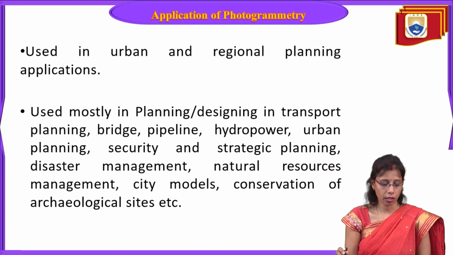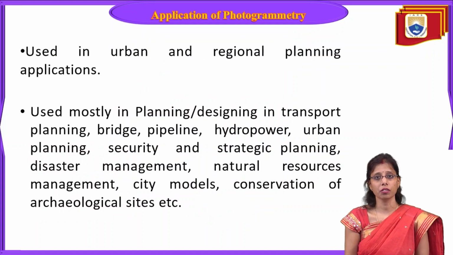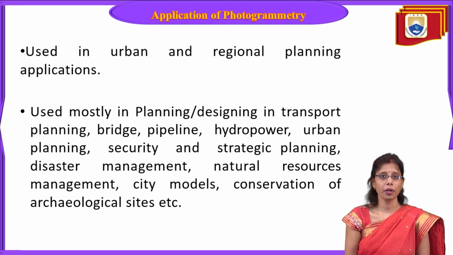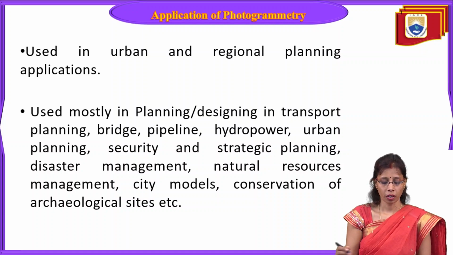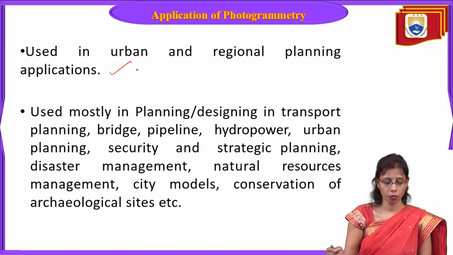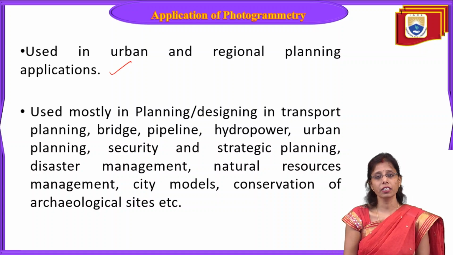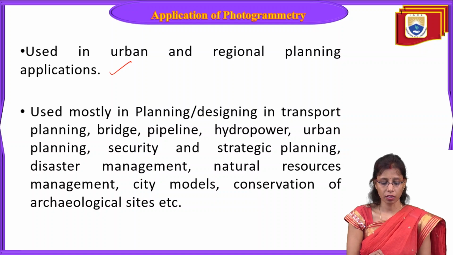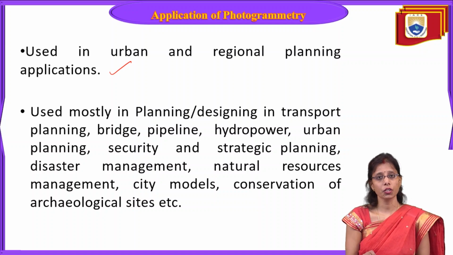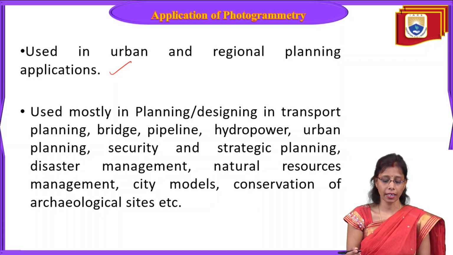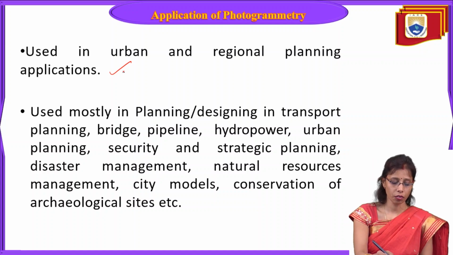Now it is used in urban and regional planning applications. What is urban planning? What is regional planning? Urban planning means to plan a city, to plan a region. It is very helpful for the planners, for the decision makers. They just take these images and make different kinds of plans with the help of them. They are able to know the condition of the present land, and later what kind of decision they can take based on these images.